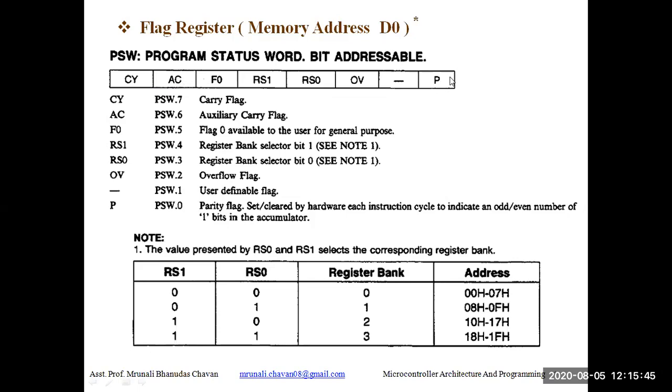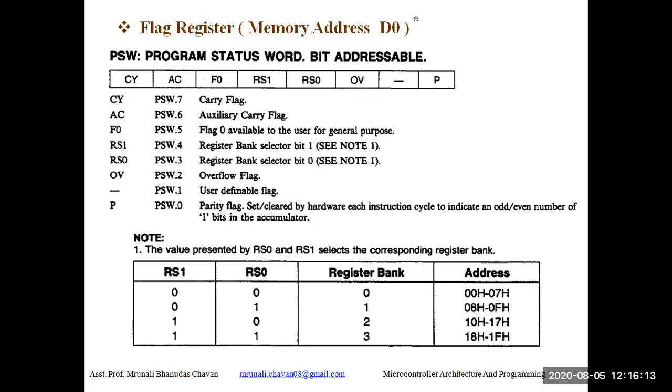The bit D0.0 is here and CY is PSW.7. So we will see one by one flag. We will start with CY. CY, it is a carry flag. Its address is PSW.7.